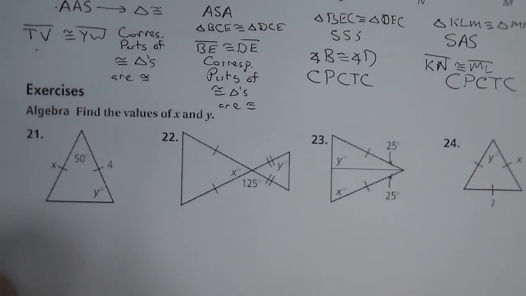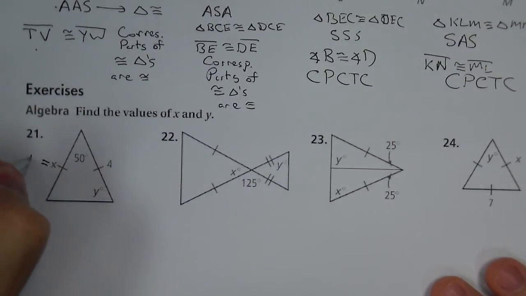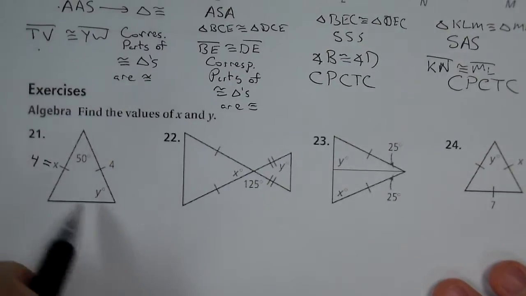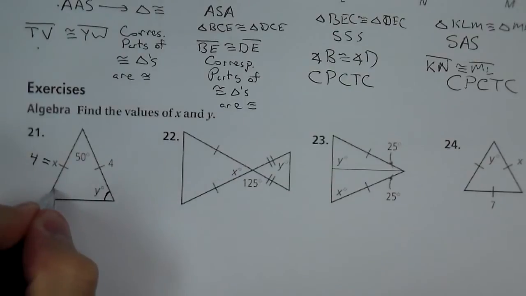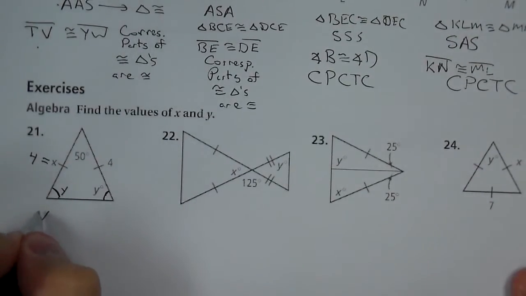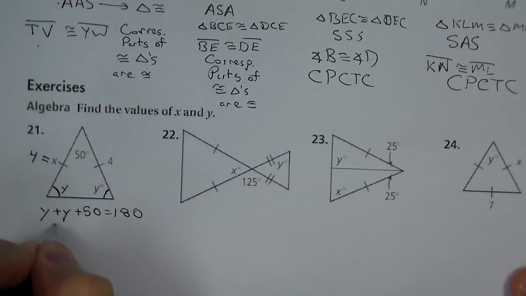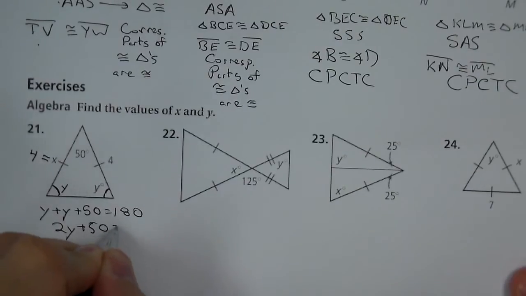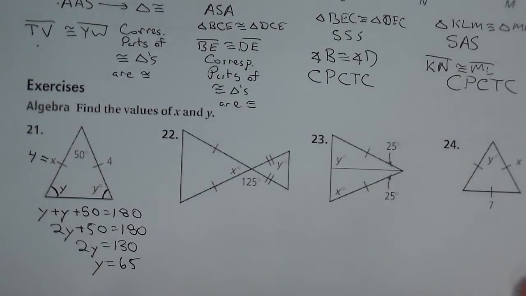For 21, we're looking at an isosceles triangle. Now, these markings tell us the sides are congruent, which also tells us that x is 4 units. And now when it comes to the angles, since it's isosceles, I know that the base angles are congruent. So it's almost like I have two y's here. So I have to go y plus y plus 50 equals 180. 2y plus 50 equals 180. 2y equals 130, so y is 65.